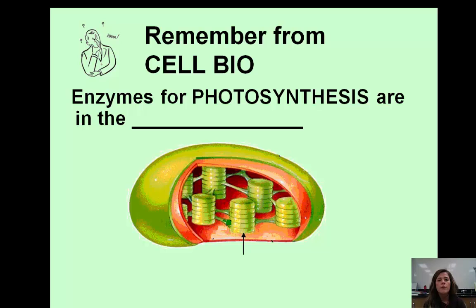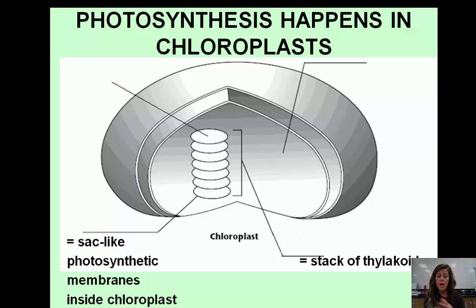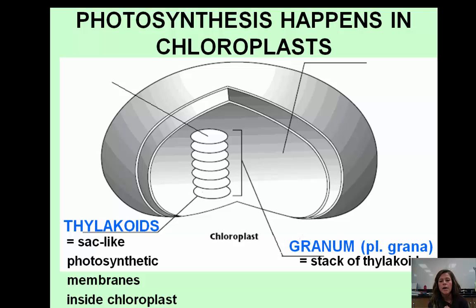If you remember from cell bio, the enzymes for photosynthesis are in the chloroplast, and you have to understand what the chloroplast is made up of. It's made up of a couple of different things. The first part of the chloroplast is the thylakoids. Those are the sac-like structures that we talked about in our last chapter, and they are the photosynthetic membranes. They contain our pigments. We then have our granum. The granum is the whole stack. The thylakoids are the little individual sac-like structures, and the grana are the stacks of them.